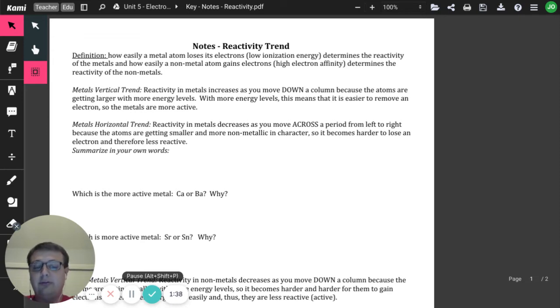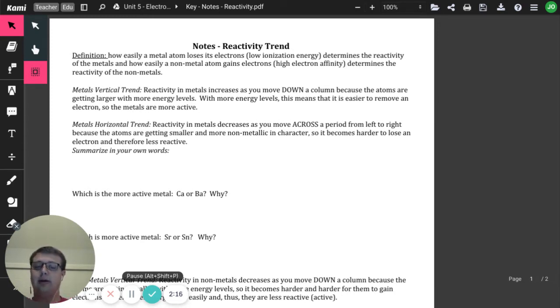Okay, so what is our trend? Well, for metals, the vertical trend is that as we move down the periodic table, we're going to become much more reactive. Why? Because we're going to have a greater number of energy levels, okay? And in comparison to our protons, that's not going to be enough to offset that difference, right? And so we're going to have a greater number of energy levels, which means those electrons are really far away from the nucleus. So there's going to be less attraction to that nucleus. And so it's going to be very easy to take an electron away. So the further we are towards the bottom of the periodic table, the more reactive a metal will be, okay?